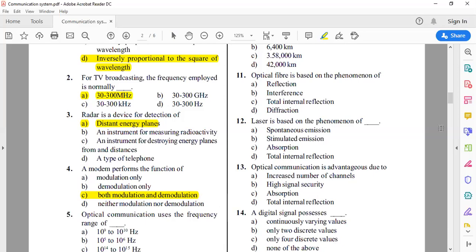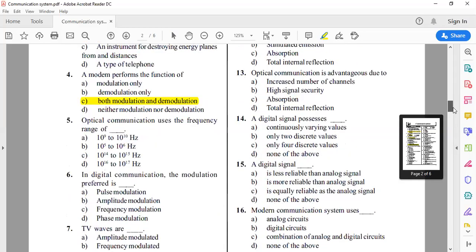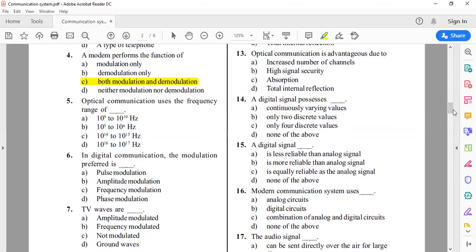Next one, question number 5. Optical communication uses the frequency range of, optical communication uses the frequency of the visible region, and the frequency of the visible region is between 10 raised to power 14 to 10 raised to power 15 hertz. So for question number 5, the correct option is option C.